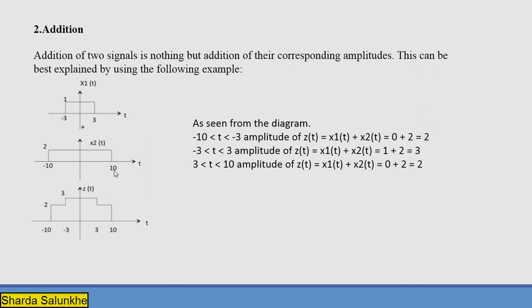After that, for 3 to 10 on the time axis, the amplitude of z of t is equal to x1 of t plus x2 of t. For the first signal there is 0 amplitude and for the second signal there is 2 amplitude. So 0 plus 2 is equal to 2. In this way you can add both signals by the addition operation.